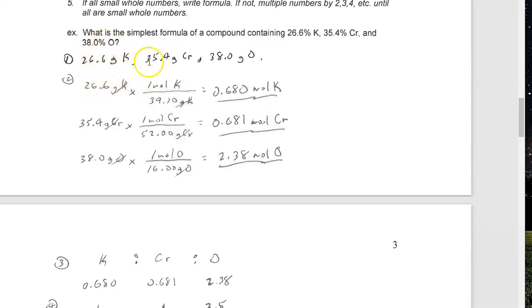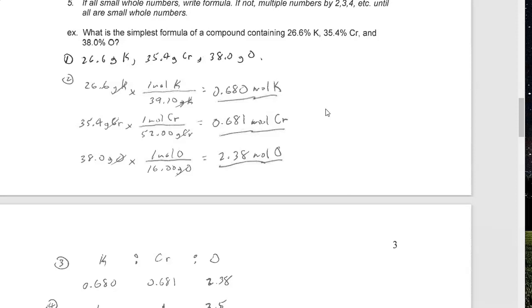Well, now we're going to convert all these grams into moles. All right. So I've got 26.6 grams of potassium, 35.4 grams of chromium, and 38.0 grams of oxygen. I'm trying to get from grams of potassium to moles of potassium. Do I know any kind of a direct relationship between grams of potassium and moles of potassium? Give me 2 equivalent quantities. For every 1 mole of potassium, that's what?